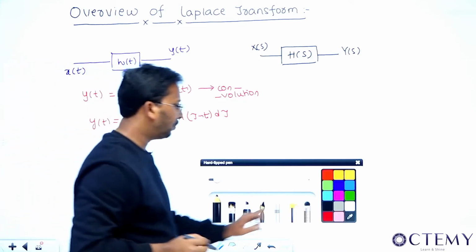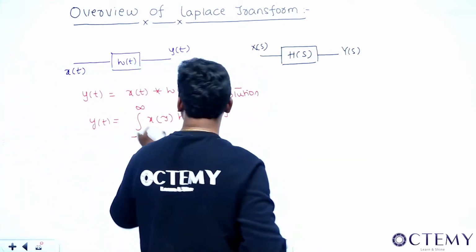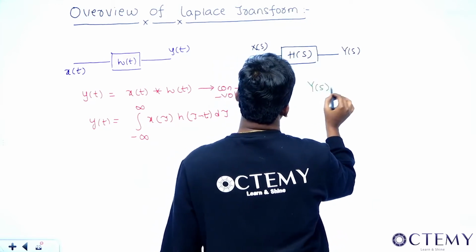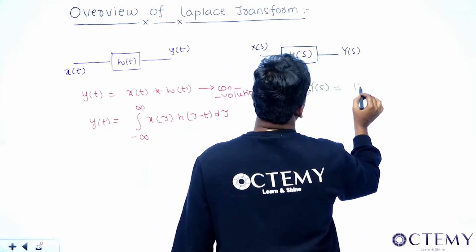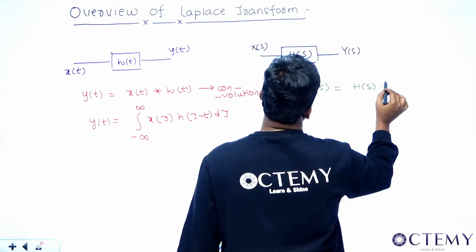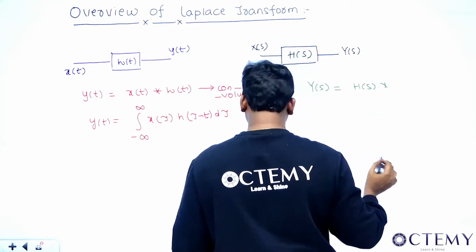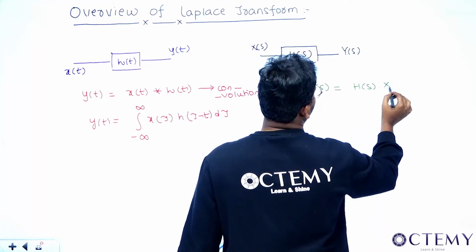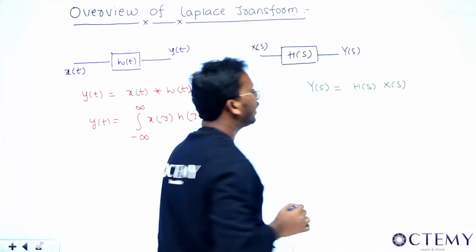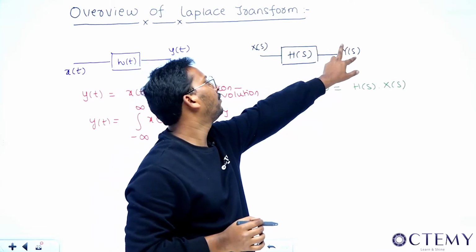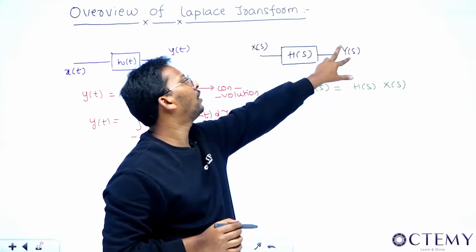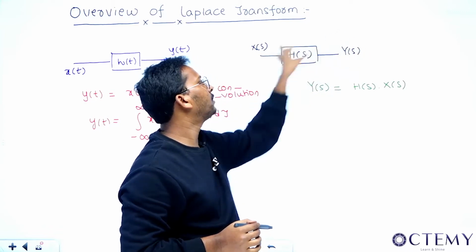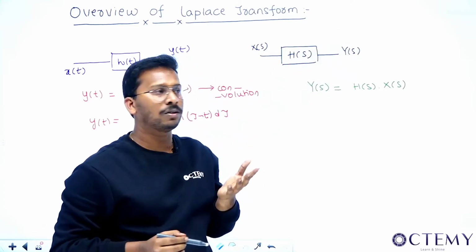The easiest method is this. If you do the same thing in the Laplace domain, you can simply get Y of s is equal to H of s into X of s. In the last class, we actually used this before without even knowing it. You directly wrote R of s, C of s, and C of s by R of s is equal to G of s.